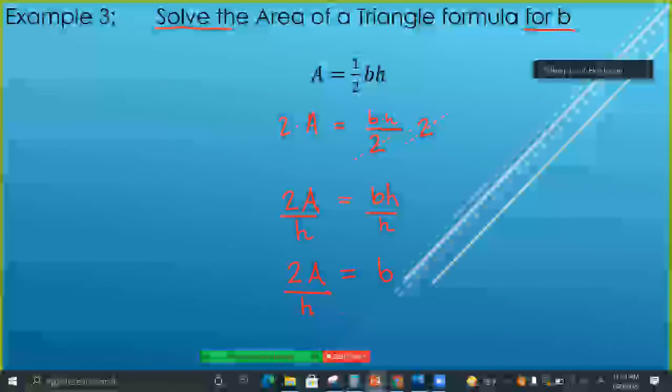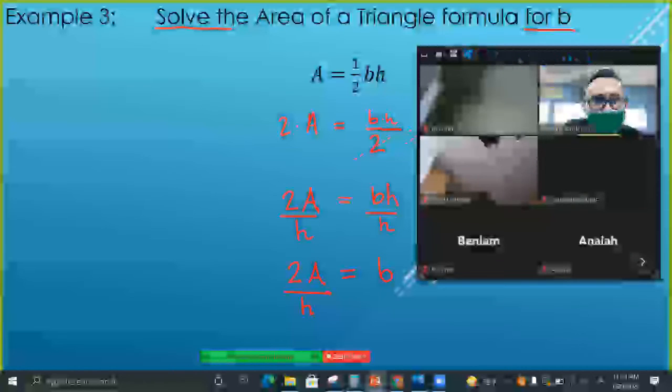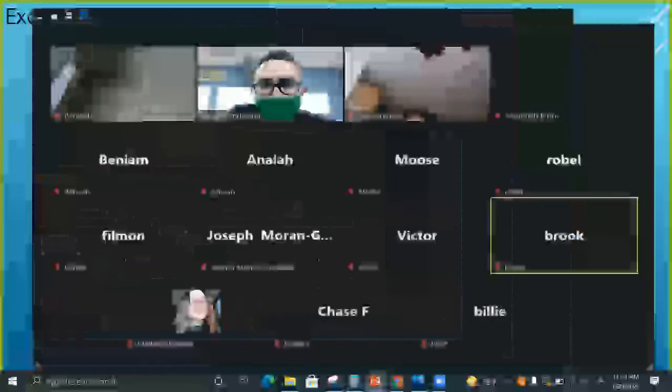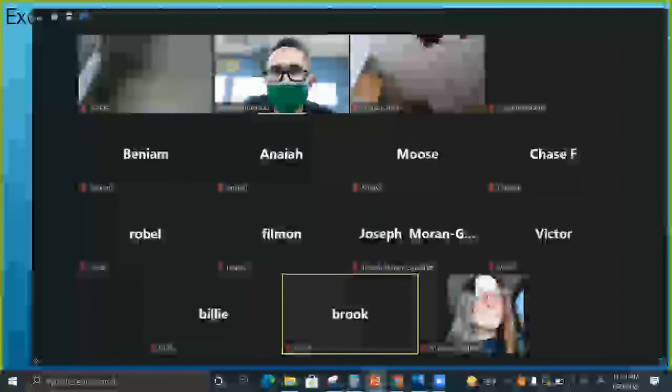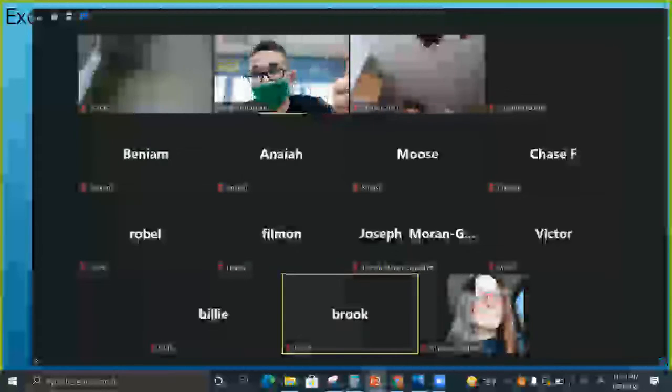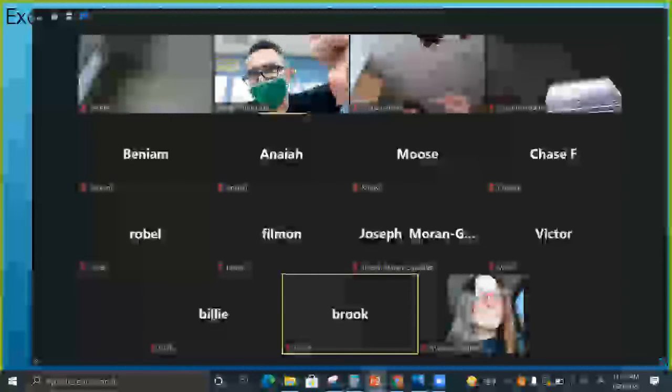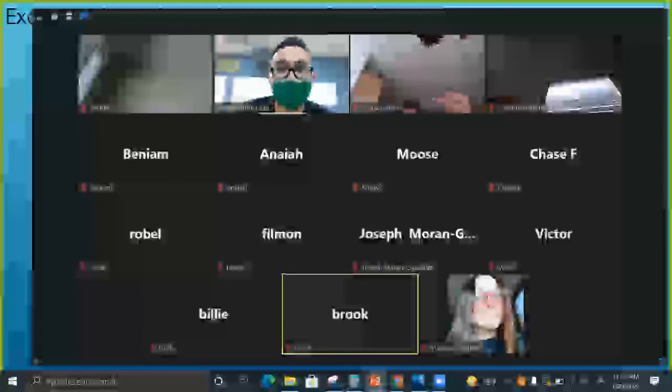Before I do any more, I'd like to see thumbs. I want to see where people are at right now with this concept. So I'm going to come back to my whole view here. And if I could have you give me some feedback, let me know how you're feeling about these problems, Example 1 and 2, 3. So remember, thumbs up means you're feeling good and confident right now. And thumbs sideways is I'm doing okay, but I need more practice. And thumbs down means we've got to keep going and I need more practice and some explanation.